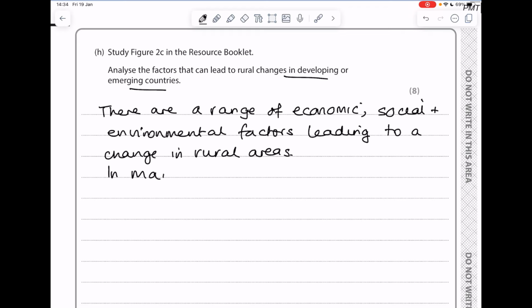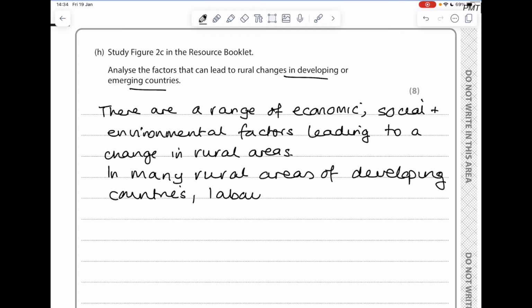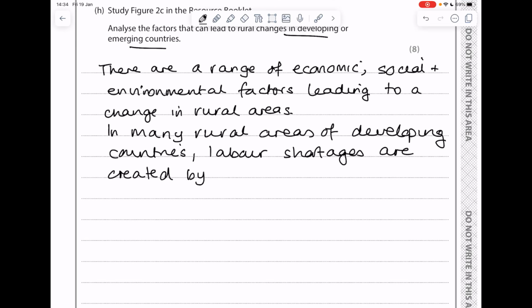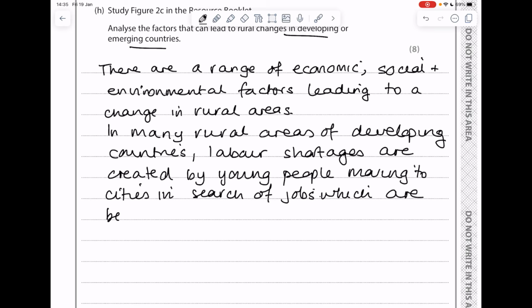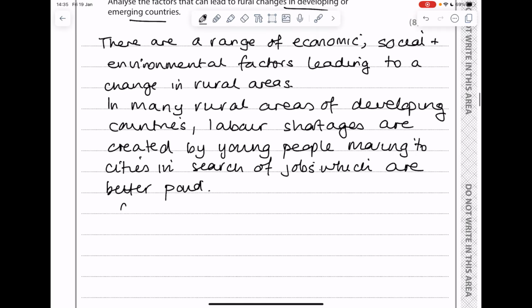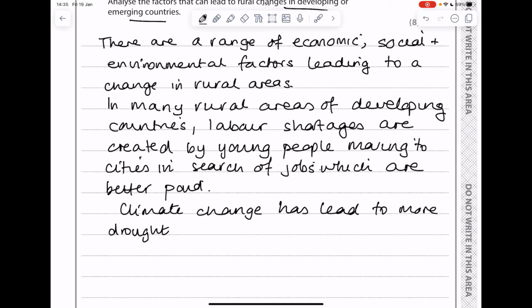Let's point out that figure 2c shows that in many rural areas of developing countries, labour shortages are created by young people moving out to the cities in search of jobs, which are better paid. Then we're pulling out the fact that climate change has led to more droughts. So what rural changes will that bring about? It means that people need to invest in genetically modified crops that are more resistant to drought.